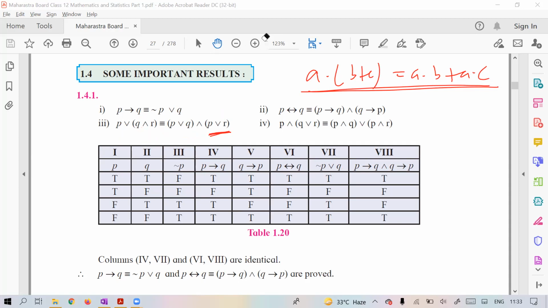So what they do? They distributed P over Q and R both. So (P or Q) and (P or R). So this OR is distributed over AND. Here AND is distributed over OR. So same thing, (P and Q) or (P and R). So if you know this, it's just the same thing.